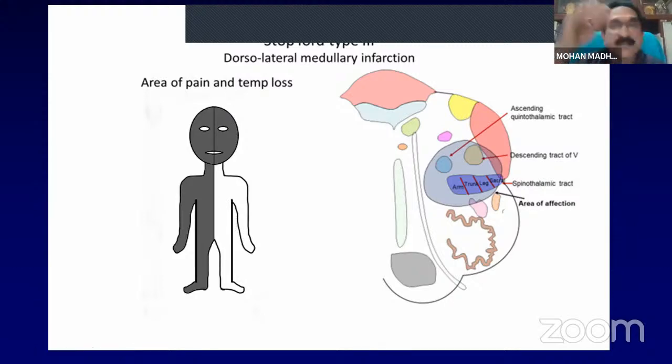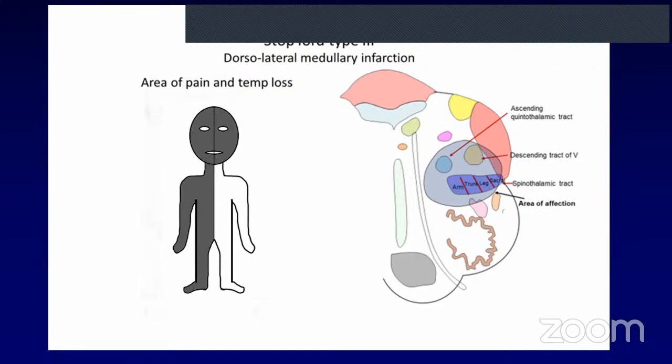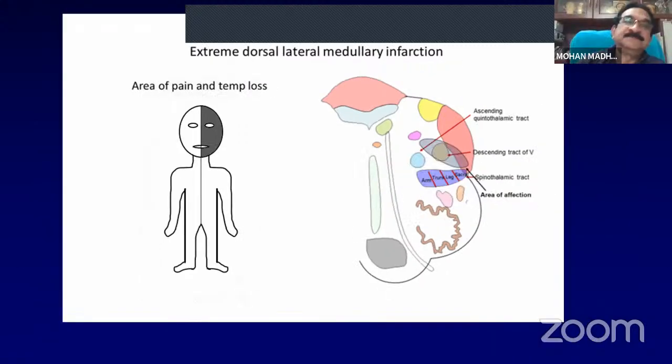Occiput also comes under the body because C2 is the one supplying that. Yes, sir. Thank you. Any other doubts?